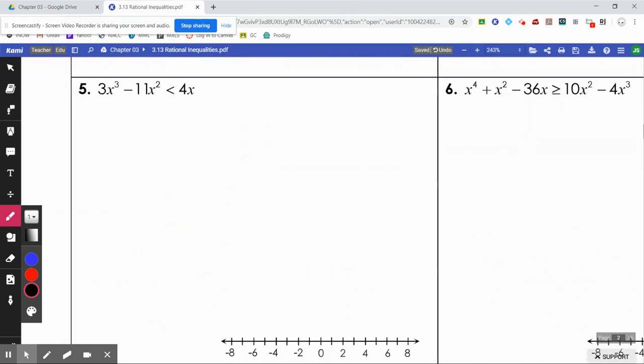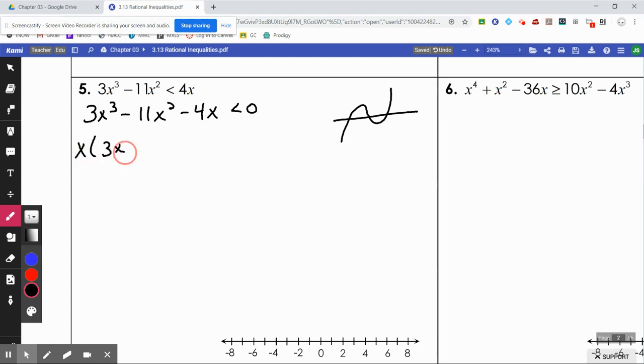Again, first step, we always have to get everything on the same side. So we have 3x to the third minus 11x squared minus 4x is less than 0. Again, if you'll remember what a positive x to the third graph looks like, you can already tell what answers you're going to have. Let's factor out an x. You're left with 3x squared minus 11x minus 4 is less than 0.